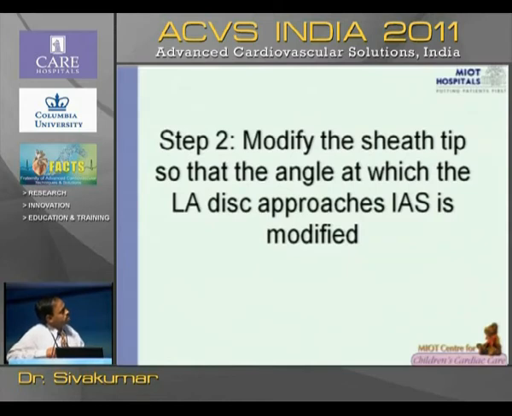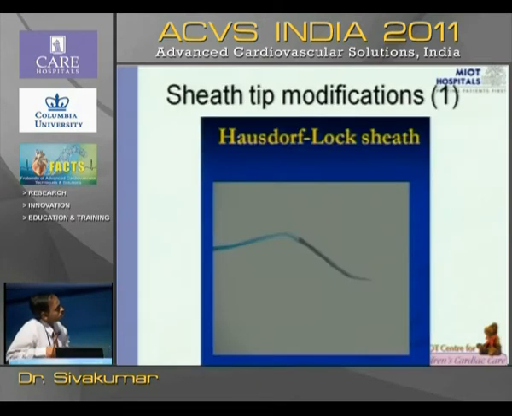Modify the sheath tip so that the angle at which the left atrial disc approaches the interatrial septum is modified. We already saw, if the ASD device left atrial disc is coming exactly en face with the atrial septal plane, then we are very happy, but it doesn't happen all the time. So you need to modify the sheath tip in some way so that the device will come en face. Now let us see what are all the modifications that came in the years 2000 to 2003, 2004.